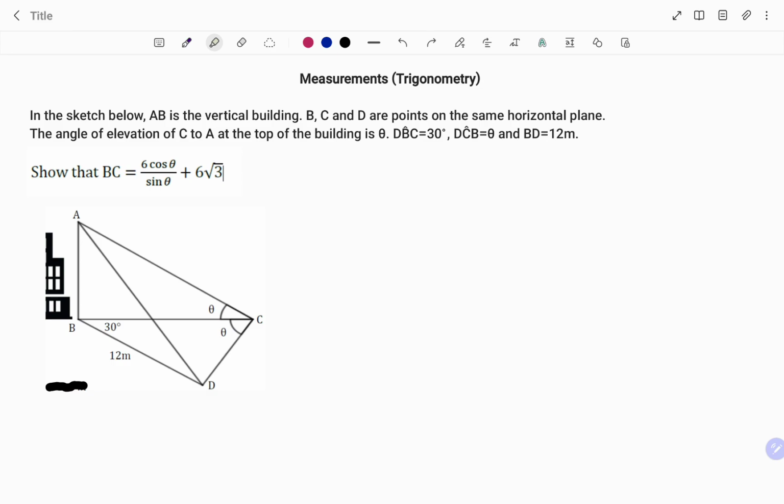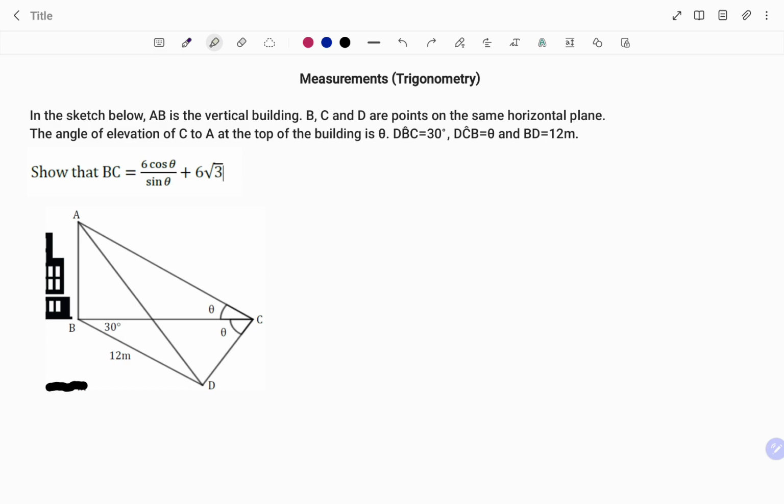In our second example, we have in the sketch below, AB is a vertical building. B, C, D are points on the same horizontal plane. The angle of elevation of C to A, as shown at the top of the building, is theta. Angle DBC equals 30 and angle DCB equals theta. The line BD equals 12 meters. We have to show that the line BC equals 6 cos theta over sine theta plus 6 root 3.